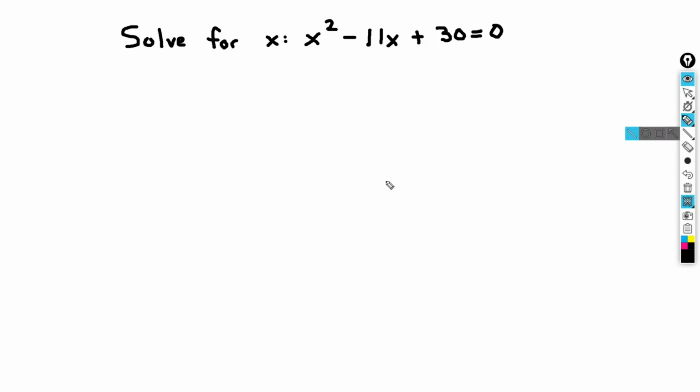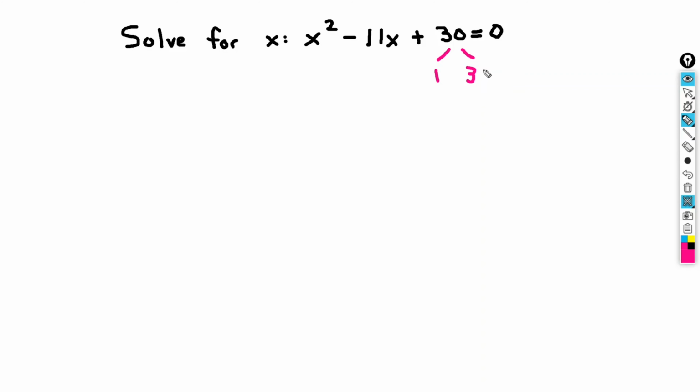All right, in this next problem, we're solving for x again, but this time we have a quadratic. We have x squared minus 11x plus 30 equals 0. So for these types of problems, we have to get one side equal to 0. I notice that x squared minus 11x plus 30 is factorable. So my first step is to list the factors of 30, both positive and negative.